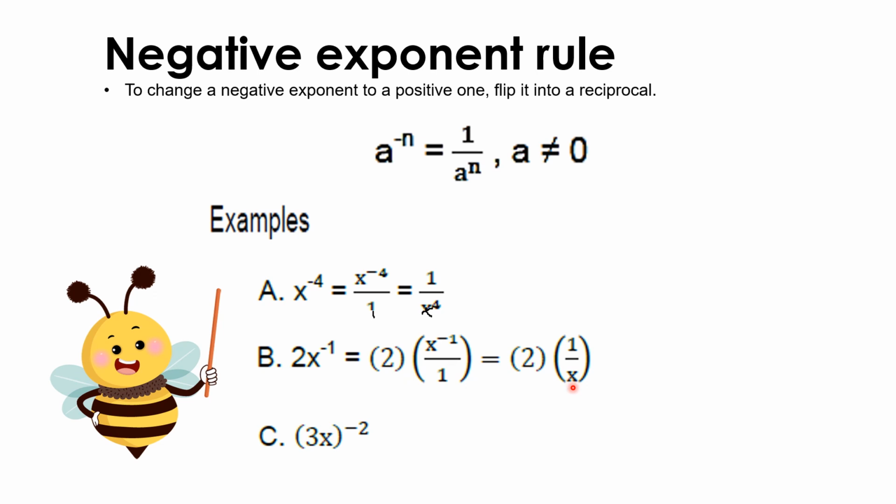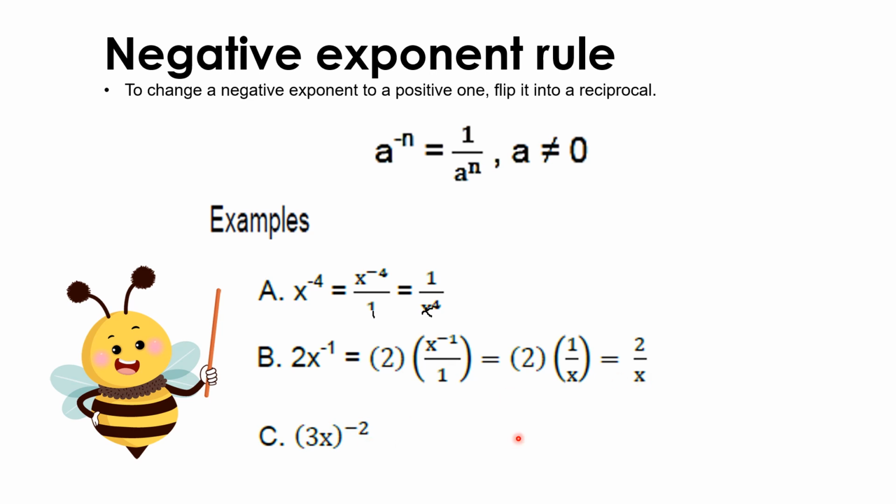So, bakit wala na yung exponent na 1? Kasi na-omit din yan, no? Just like in the numerical coefficient, for example, we have a variable x and automatically, meron siyang numerical coefficient na 1. Na-omit lang siya. So, therefore, we have 2 times 1 over x, which is also equal to 2 over x.